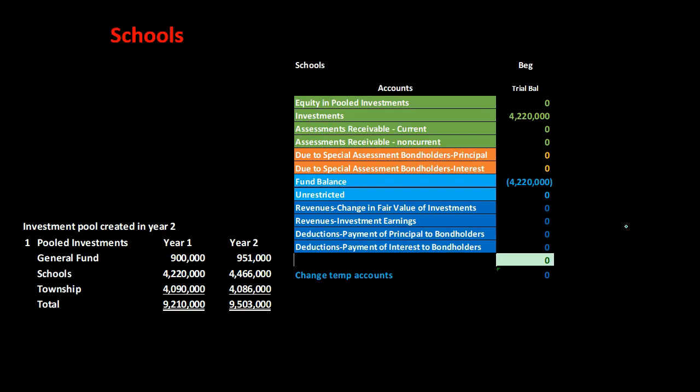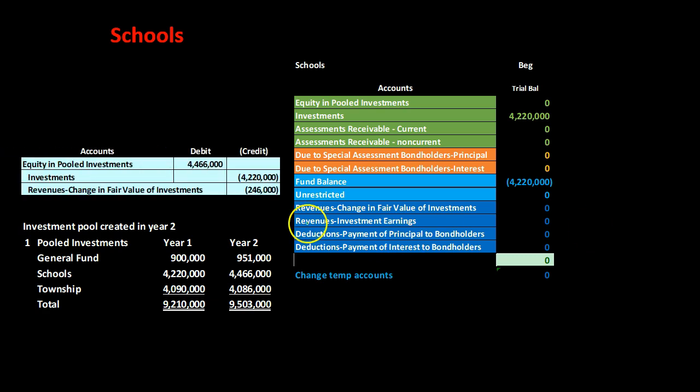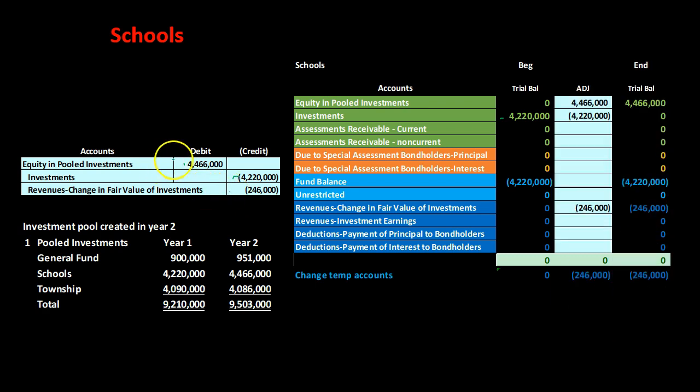Let's jump over to the schools, same type of thing, because the schools are participating in our pool as well. They are going to take the money out of the investments that they had, the $4,220,000, and put it into the pool now. So we're going to be reducing this amount. It goes down to zero. We're going to put it into the pool at the current value. And then the difference between the current value and the investments is going to be the revenue that we record. Recording this again, the investment pool, the equity, is going up, and we're decreasing the investments down to zero. And then we have the revenues down below for the difference, the increase in the value.